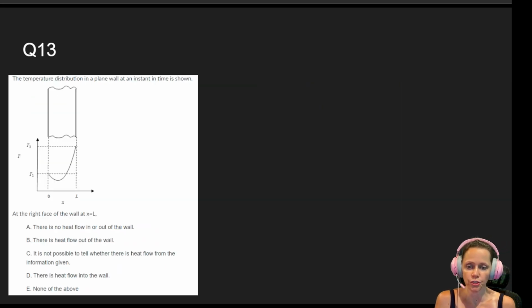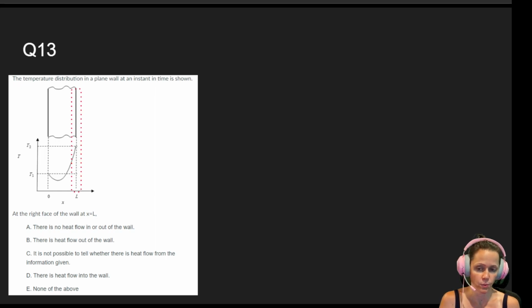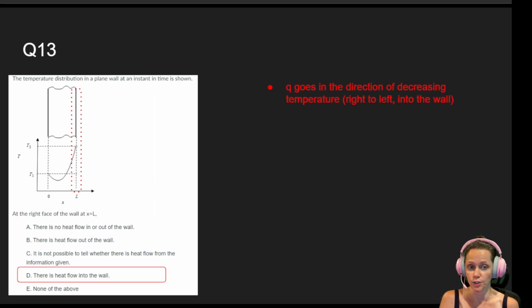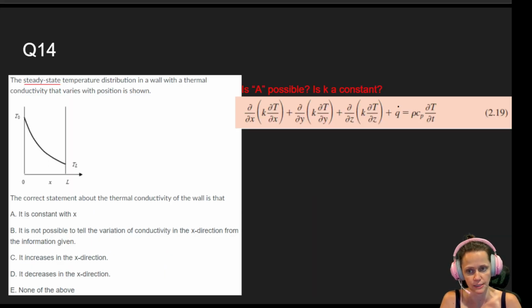All right, question 13. Again, it looks like we might have an endothermic reaction. So q dot would maybe be a negative number, pulling that temperature down in the middle. But we don't really care what's going on there. We just care about what's going on at x equals L, and we want to know about the heat flux. And q goes in the direction of decreasing temperature, so it's going to go from the right to the left, right into the wall. So the answer is D.